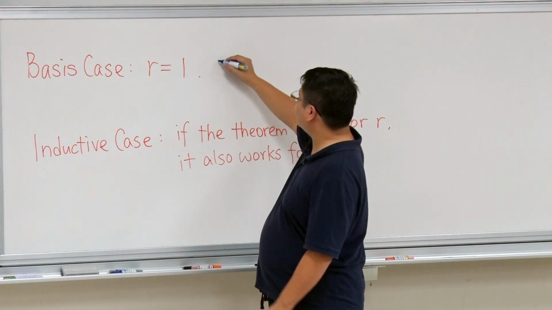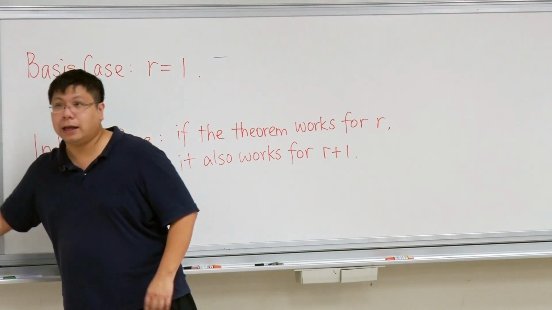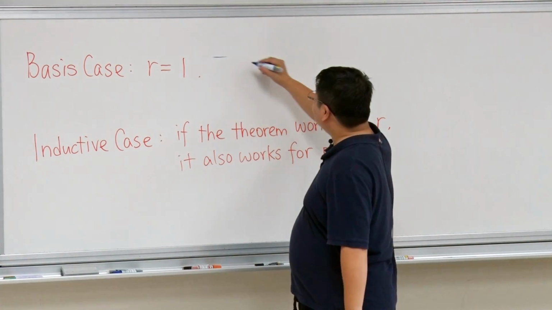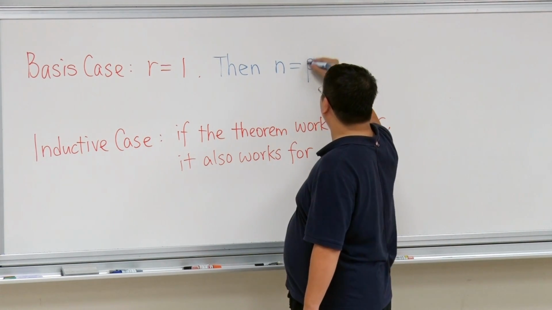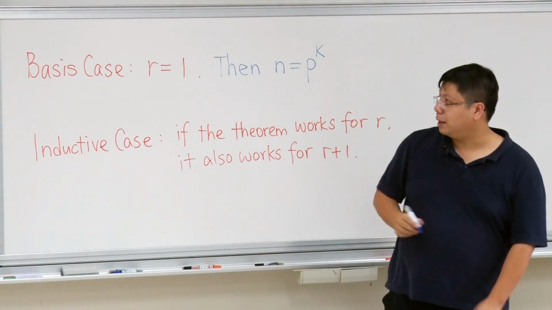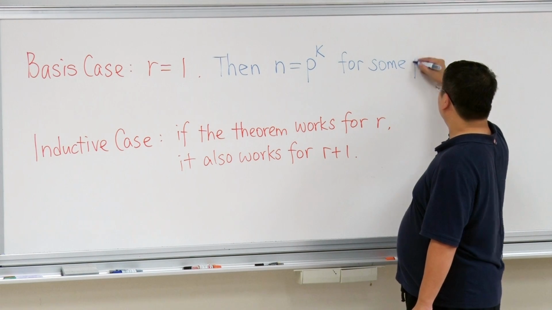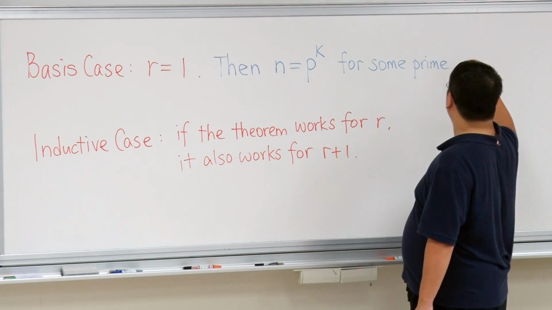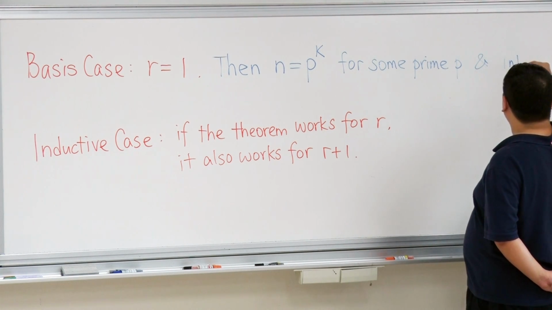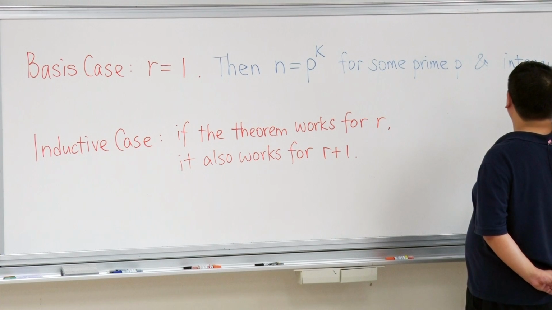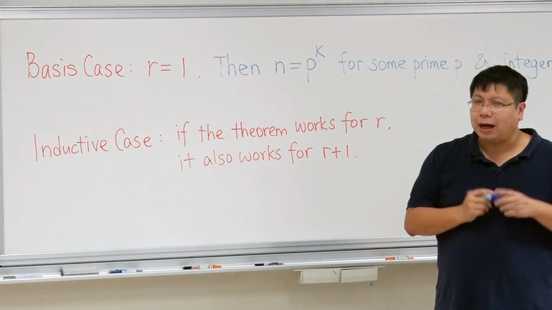Okay, now R is equal to 1. This implies what? This implies n has only 1 prime factor, right? So then n is equal to p to the power k for some prime p and some integer k greater than or equal to 1. Is that okay?